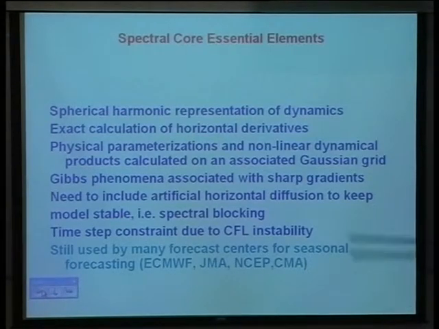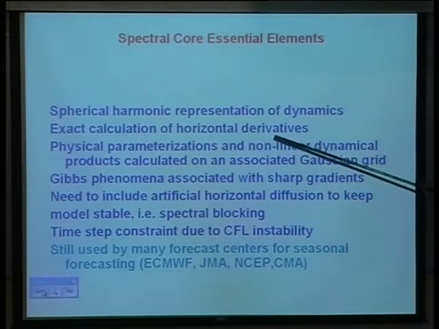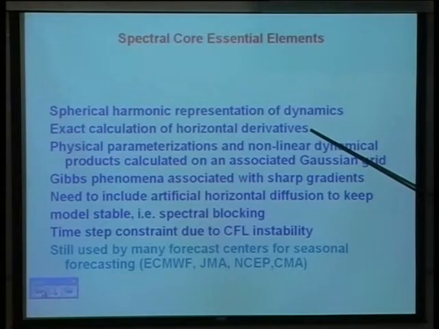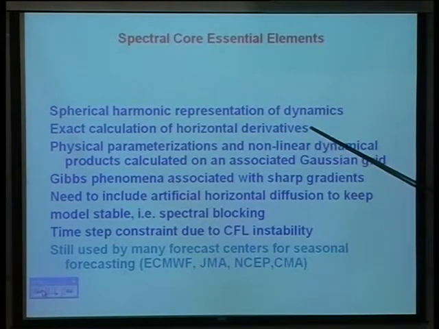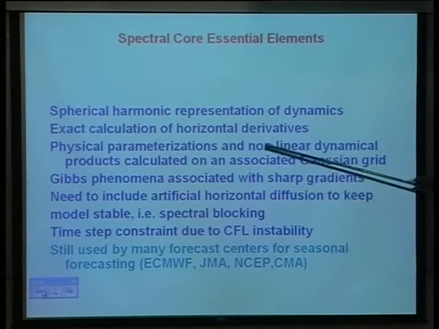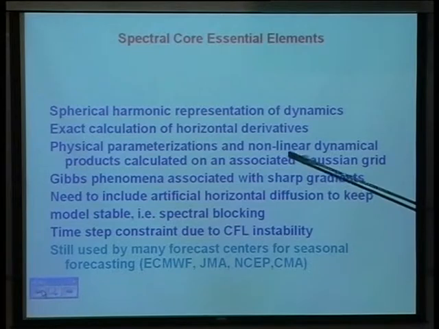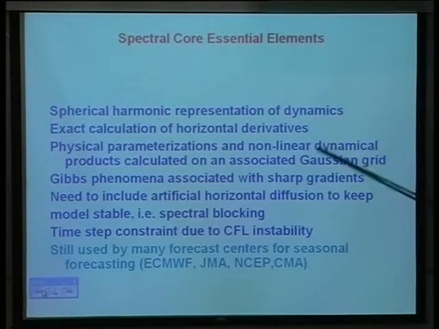Yeah, so the thing about the spectral core, it's a spherical harmonic representation of the dynamics. It has an exact calculation of the horizontal derivative. So they kind of switched over from simple finite difference methods, let's suppose in the late 70s, early 80s, mostly for this property. At that time, people, believe it or not, were using simple things like centered finite differencing, non-flux conserving. In fact, I'll show a figure a little later that has that sort of differencing. But the physical parameterizations and the nonlinear dynamical products, which we don't get to today, we'll get to tomorrow, are calculated in physical space, in grid space. So you're not calculating the effect of clouds in the spherical harmonic space. You're actually calculating that in a physical space.